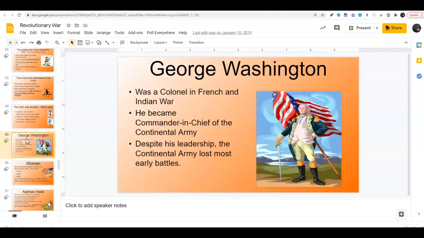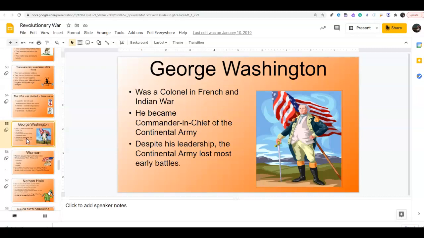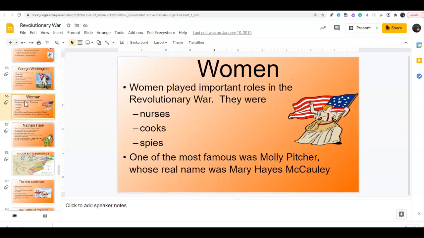George Washington, again, Commander-in-Chief of the Continental Army, gained fame in the French and Indian War as he fought for the British. Women even played a role, nurses and cooks mainly, and a few of them were even spies. All right, so women played a huge role. Of the women that played as spies, one of the most famous was Molly Pitcher.